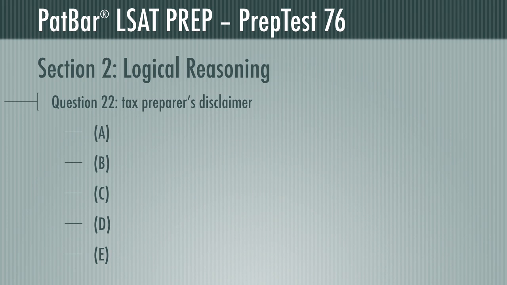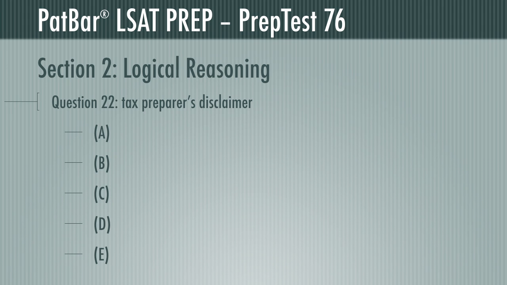Question 22 includes a disclaimer included in emails by a tax preparer that any advice should not be construed as advocating for any violations of the tax code. The passage argues that the disclaimer is only intended to protect the company and could not if the company did in fact suggest something illegal. And so, therefore, the disclaimer serves no purpose. You are to find the assumption that allows the conclusion to be proper.